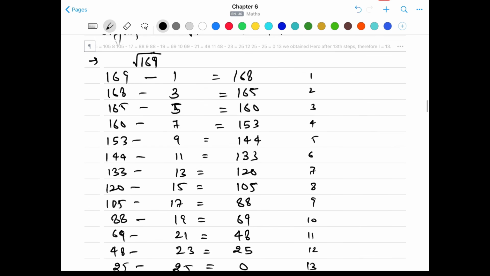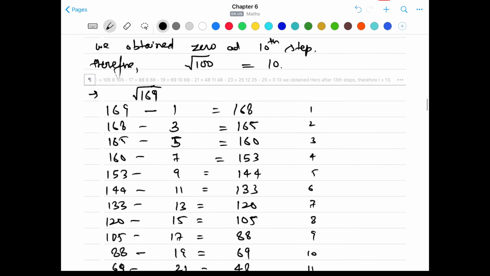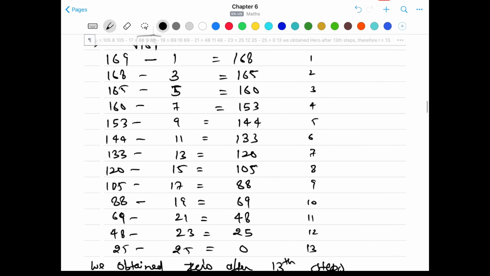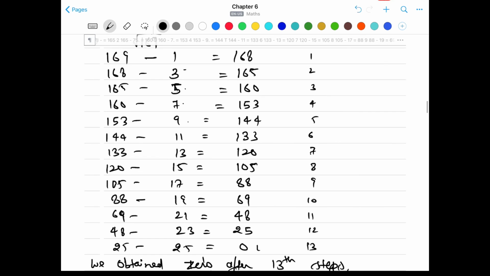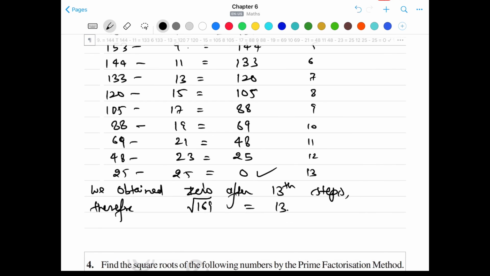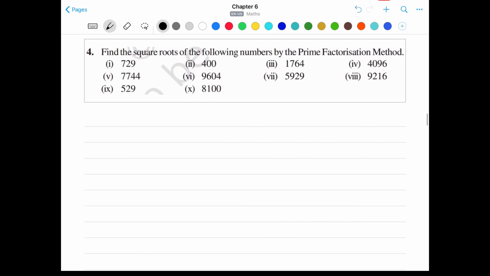Okay, I hope you understood how we can find the square root of any number using the repeated subtraction method. We'll take the number and keep on subtracting the odd numbers, 1, 3, 5, 7, 9 and so on, until we reach 0. After that we'll count the number of steps, and that number of steps will be the square root of the given number. Okay, now moving ahead to the next question, we have question number 4.